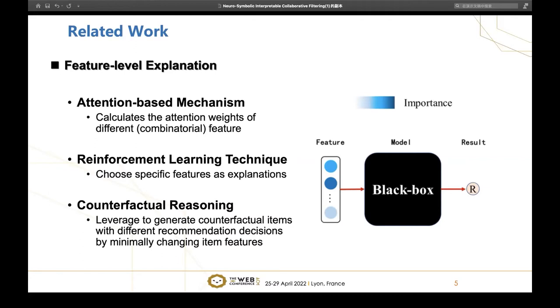Counterfactual reasoning is also leveraged to generate counterfactual items with different recommendation decisions by minimally changing item features. Then the altered features constitute the explanation.